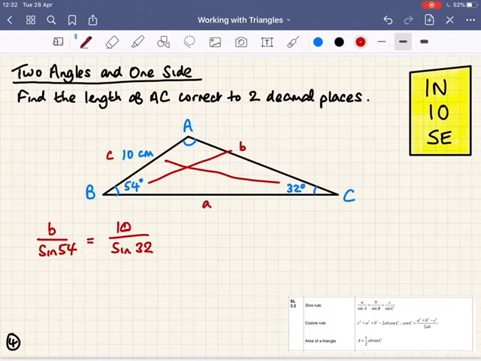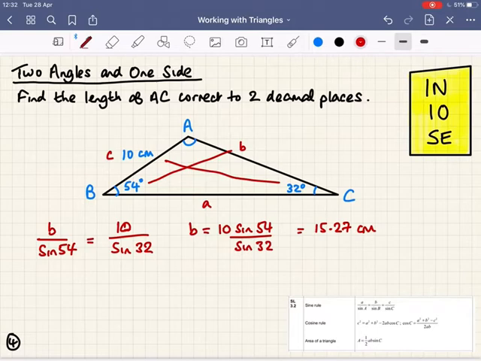Notice I'm using the formula this way round because the unknown, the thing I want to find out, is a lot easier if that starts out on the top of the fraction. So just rearranging, b is equal to 10 sine 54 over sine 32, which gives me a result of 15.27 to 2 decimal places. As simple as that. Nice and straightforward example.